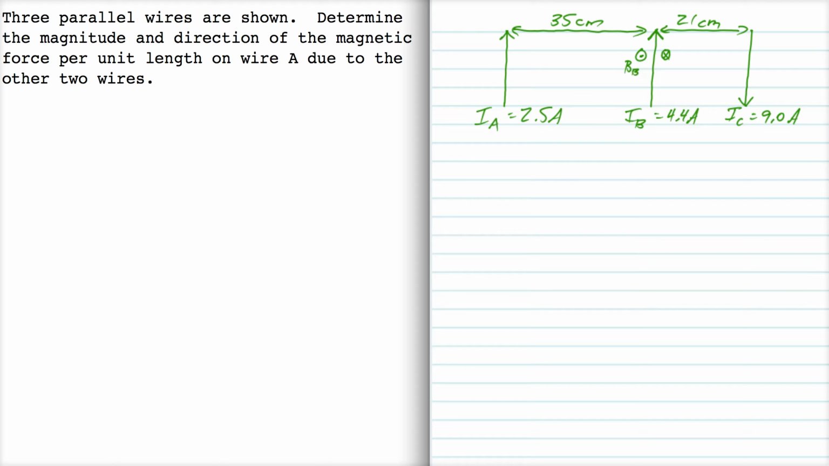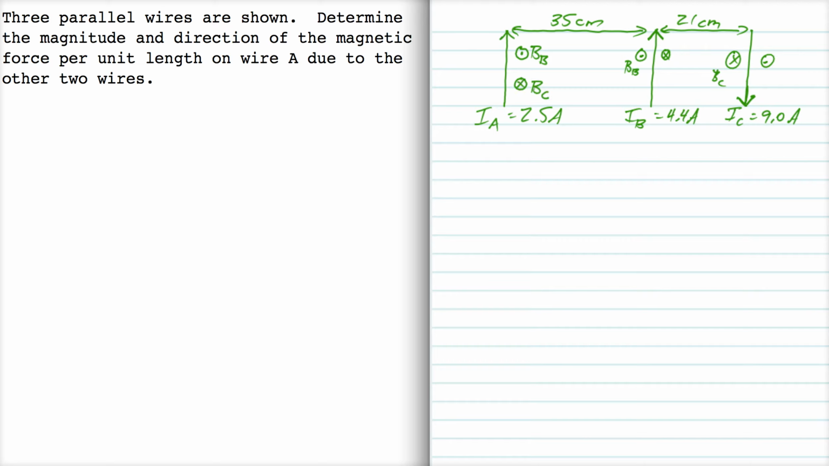For wire C, it's the opposite. If you point your thumb down, then the magnetic field on the left side of the wire will go into the page, and on this side of the wire it'll come out of the page. Okay, so that means that wire A is immersed in two different magnetic fields: the magnetic field due to wire B, which points out of the page, and the magnetic field due to wire C that points into the page.